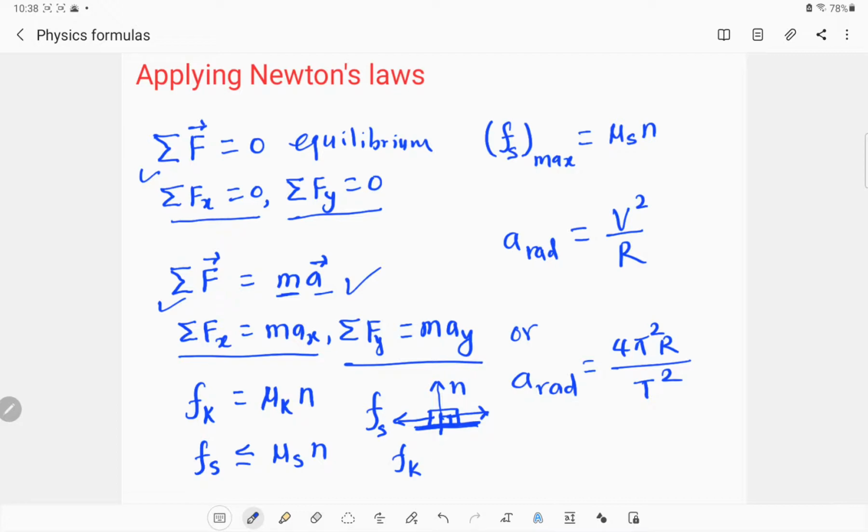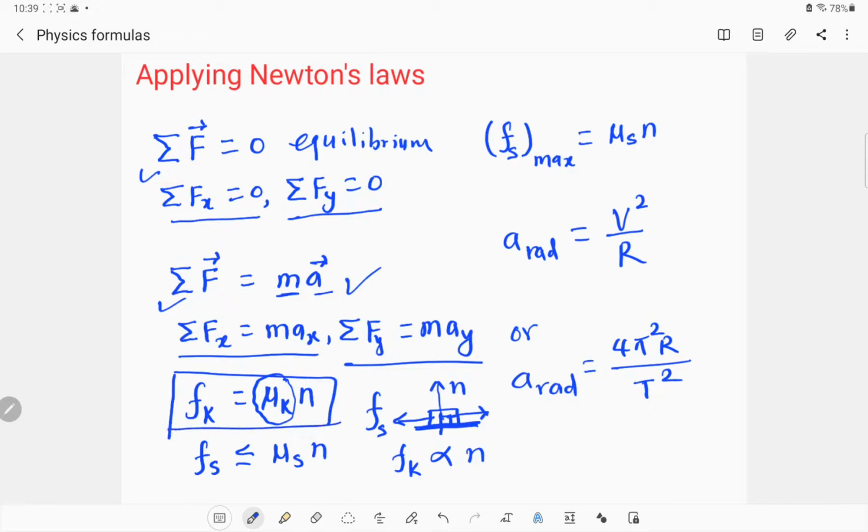And remember always, frictional force is directly proportional to the normal force. If normal force is more, frictional force will be more. If normal force is less, the frictional force will be less. Right here, mu k is the coefficient of friction, which is the ratio of frictional force to the normal force. So this is the kinetic frictional force.